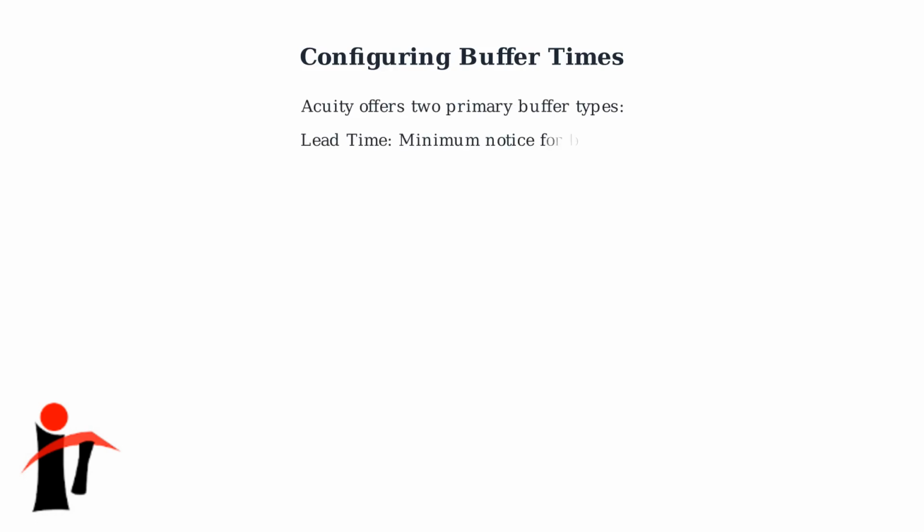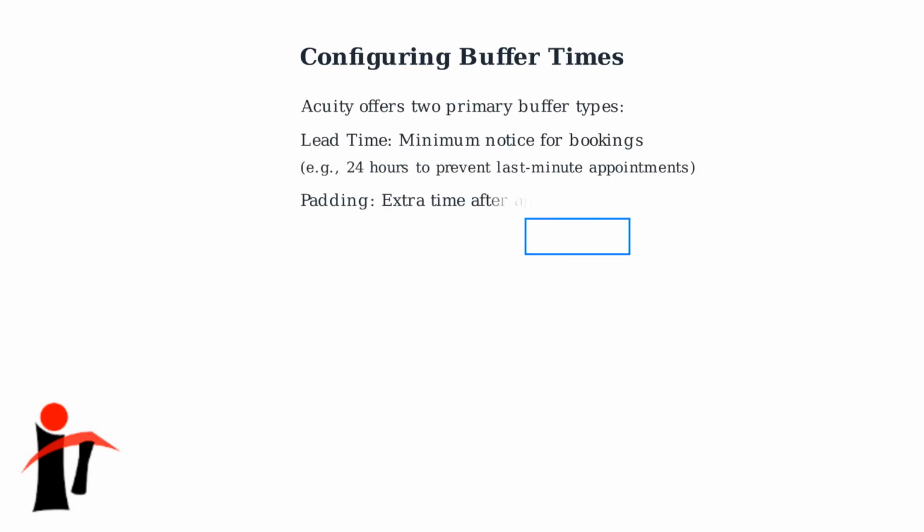Buffer times are crucial for efficient scheduling in Acuity. They help prevent overbooking and allow time for preparation or transitions between appointments. The two main types are lead time and padding. Lead time requires a minimum notice period before bookings can be made, such as 24 hours, which helps avoid last-minute requests. Padding adds extra time after each appointment for tasks like cleanup, note-taking, or preparation for the next client.